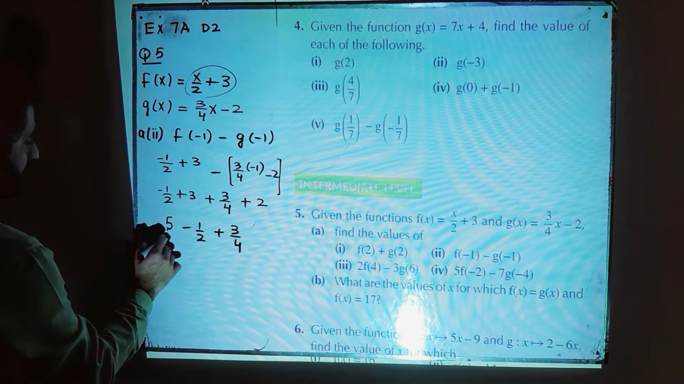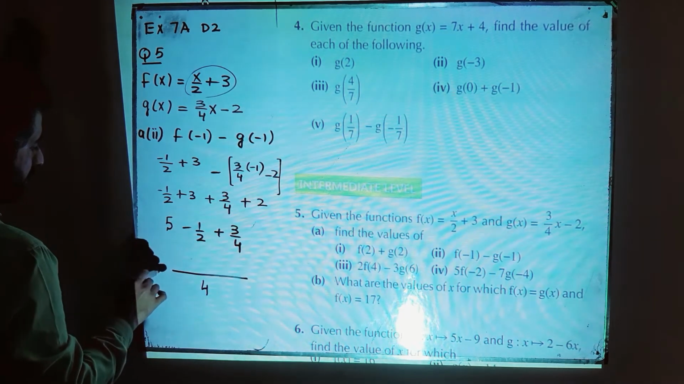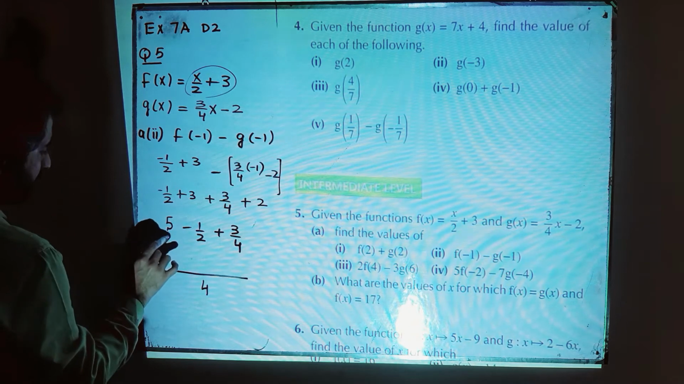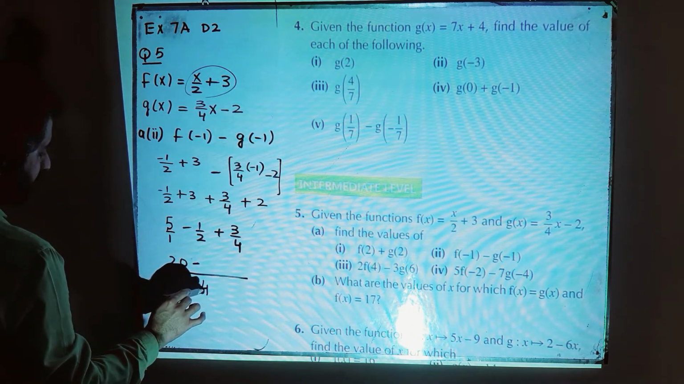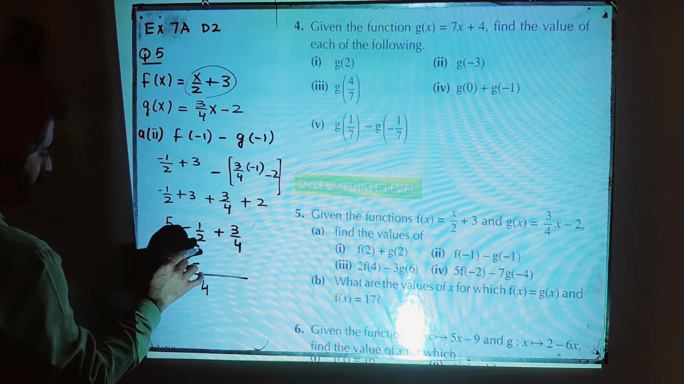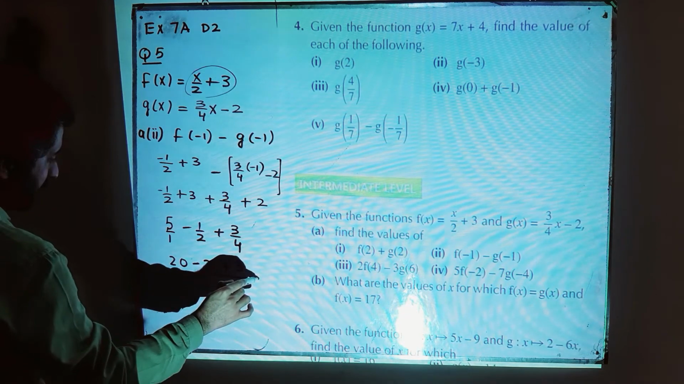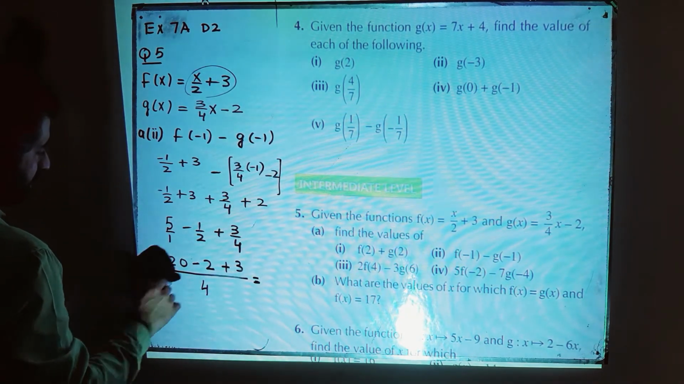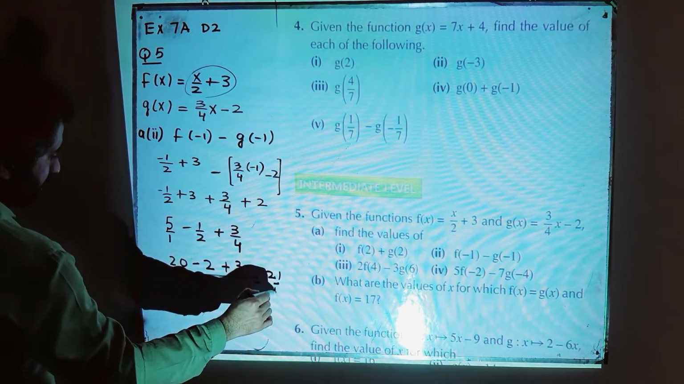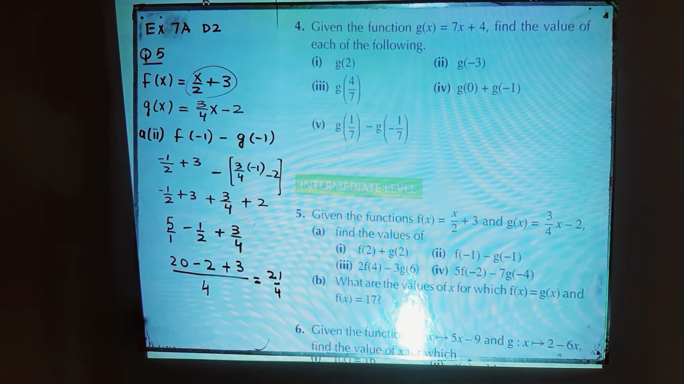and now you can take the LCM, that is 4. Okay, 4 into 5, we have 1 over here, 4 into 5 is 20, and then 4 by 2 is 2, 2 into 1 is 2, plus 3, 20 minus 2 is 18, plus 3 is 21 by 4. So this is the answer for question number 5, part A2.